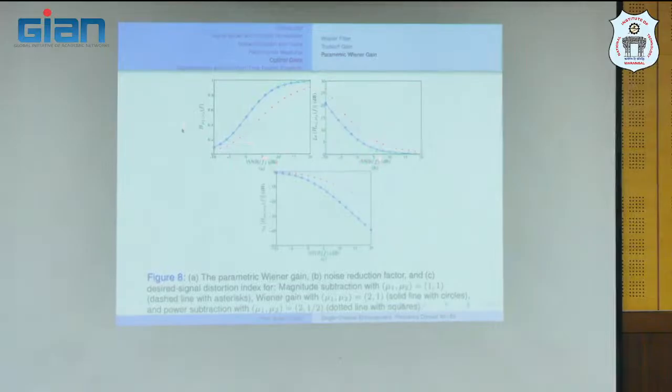So when the gain is lower, you have higher noise reduction. More noise is reduced. But then the distortion index, the distortion, is also higher. The more noise that you suppress, so with the magnitude subtraction you reduce more noise, but the distortion is also the highest. The Wiener is in between, and the power subtraction reduces less noise, but it also involves less distortion of the desired signal. Questions?